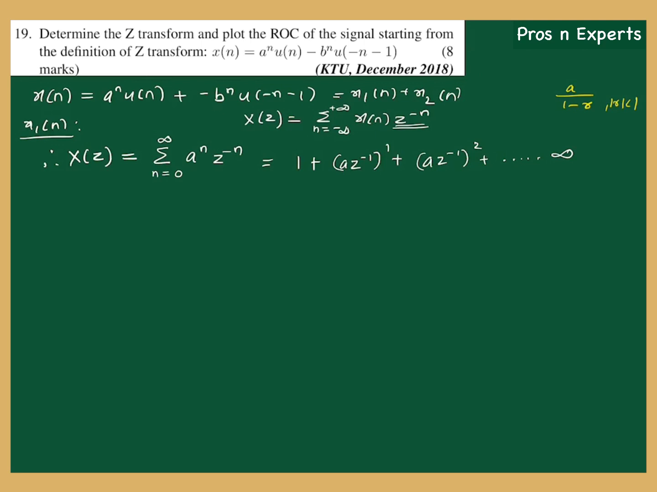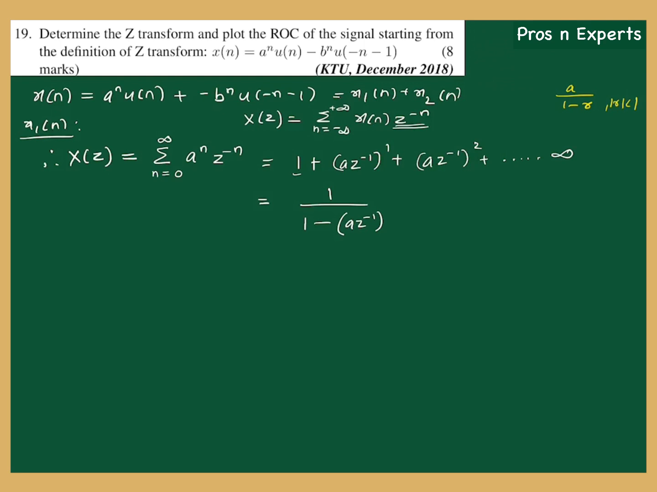So this is equal to, I can apply this equation. a, the first term, is 1. So 1 by 1 minus, what is the common ratio? Common ratio is a into z inverse, right? Because you multiply a z inverse with this term to obtain this term. Again you multiply a z inverse with this term to get a z inverse square. So obviously a z inverse is the common ratio.